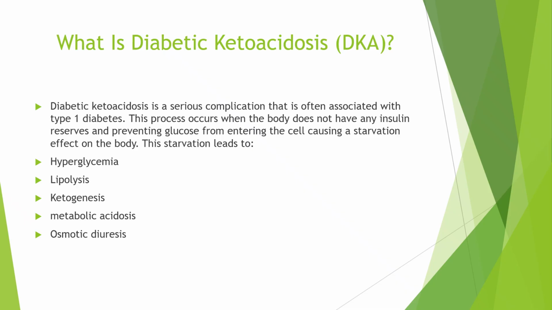Before we jump into the case study, I just wanted to do a background of what diabetic ketoacidosis is. Diabetic ketoacidosis is a serious complication that is often associated with type 1 diabetes. This process occurs when the body does not have any insulin reserves, preventing glucose from entering the cell, causing a starvation effect on the body. This starvation leads to hyperglycemia, lipolysis, ketogenesis, metabolic acidosis, and osmotic diuresis.